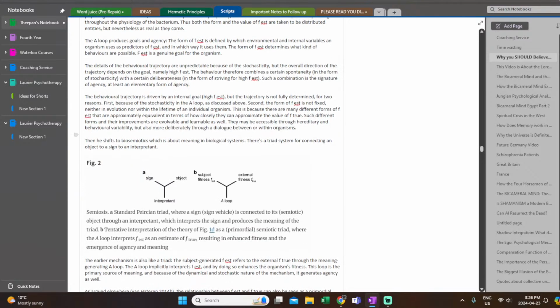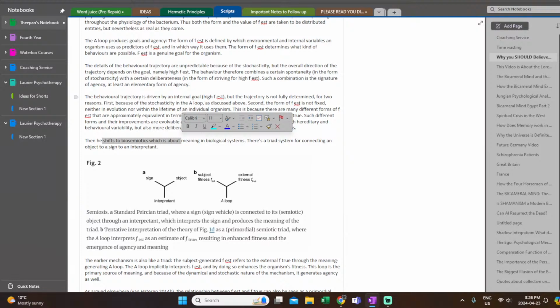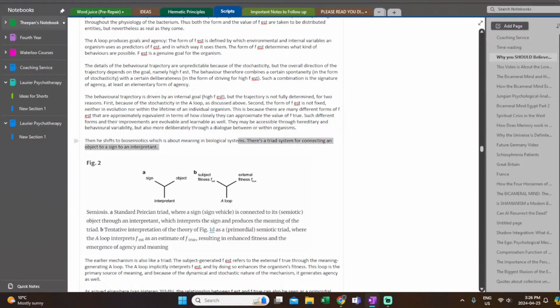Okay. He then shifts to biosemiotics, which is about meaning making in biological systems. This is fun, but also tiring. There's a triad system for connecting an object to a sign to an interpretant.